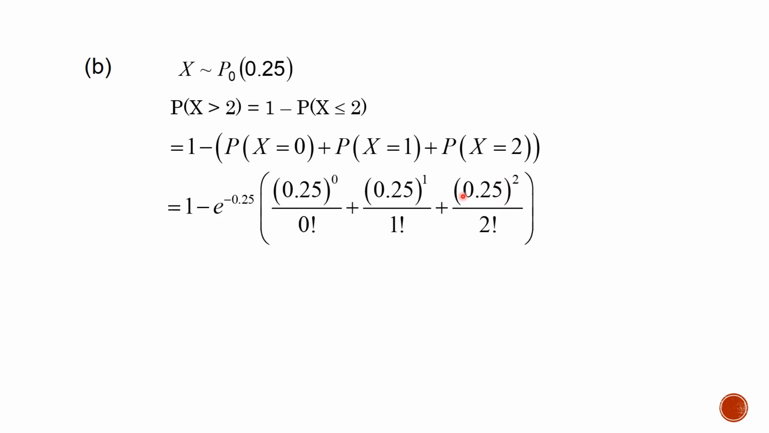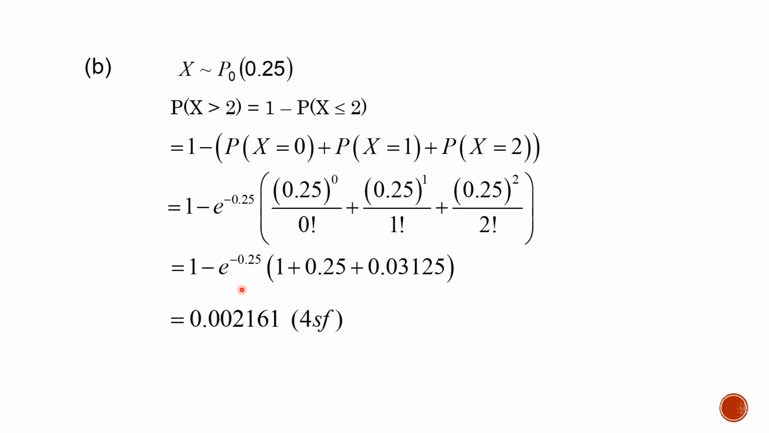Okay, substitute into the formula and take out the common factor e to the power of negative 0.25. So I have here lambda 0.25 to the power of 0 divided by 0 factorial, 0.25 to the power of 1 divided by 1 factorial, 0.25 to the power of 2 divided by 2 factorial. It's easier to calculate when you take out the common factor e to the power of negative 0.25. Okay, calculate. Okay, so you have 0.002161.